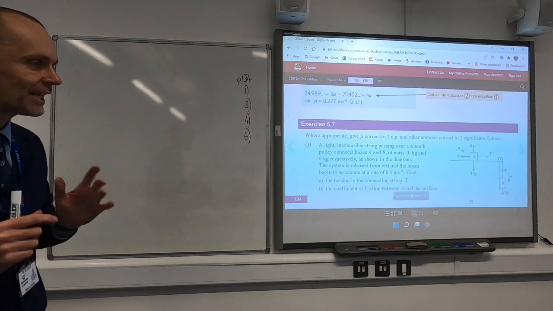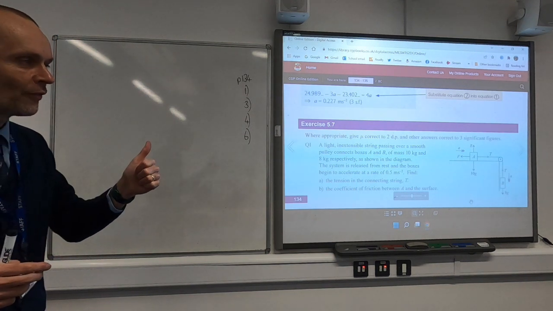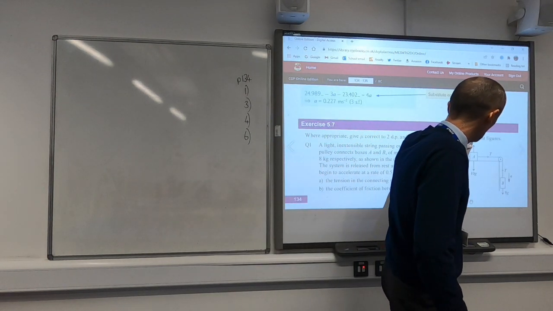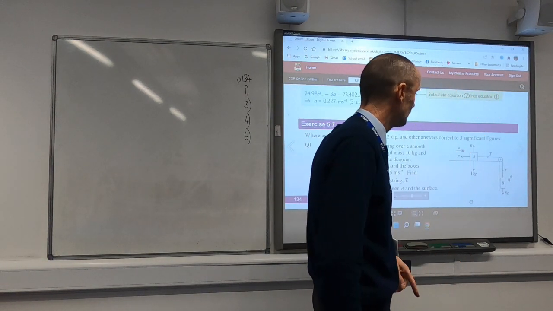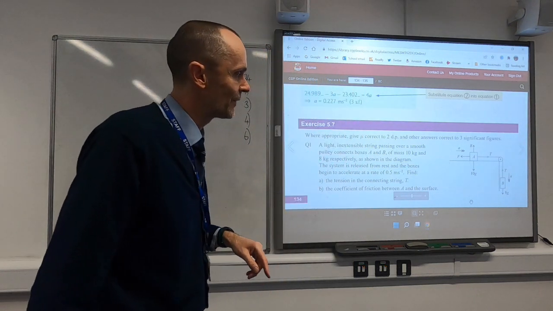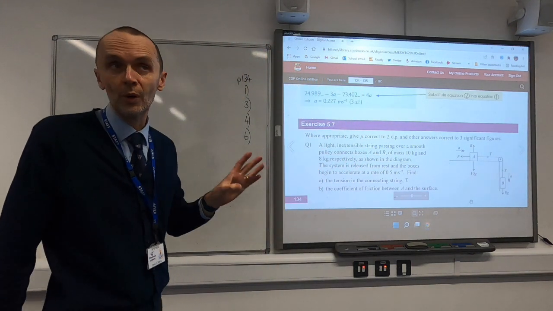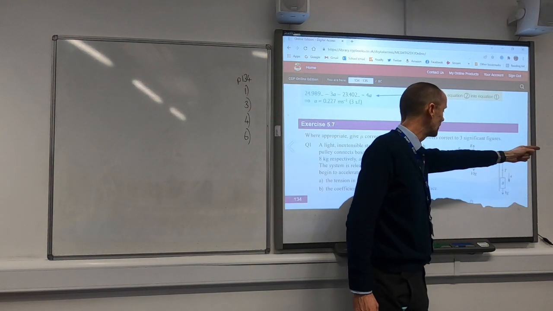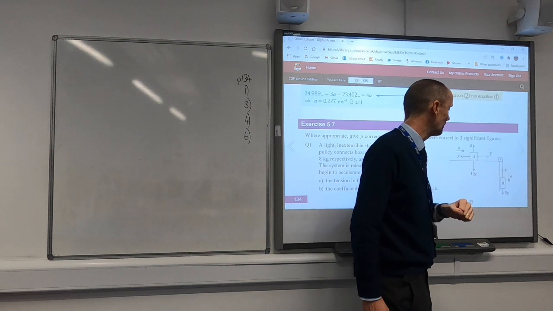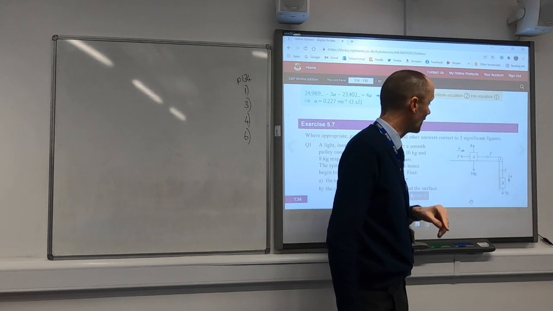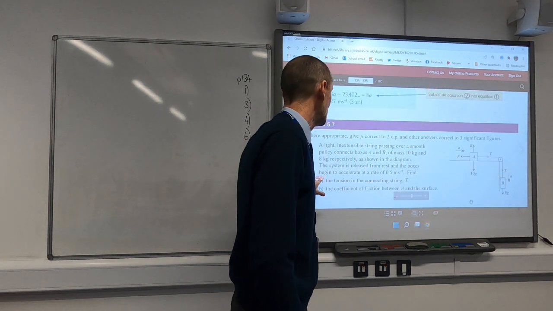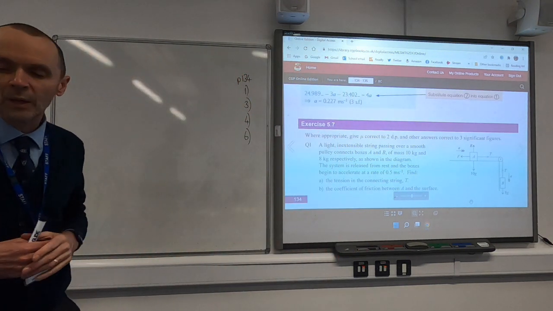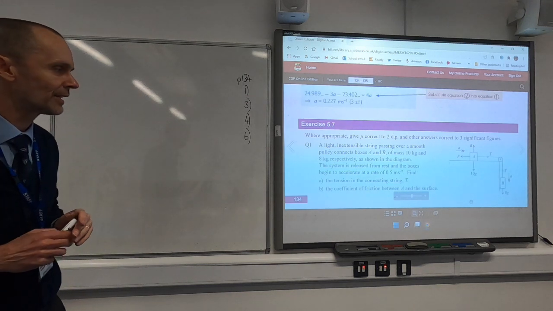So I predict that there's going to be a little bit of equilibrium, because resolving this vertically, R is going to equal 10g. There's going to be a little bit of Newton's second law, F equals ma, because resolving this horizontally, I've got an acceleration in that direction. And there'll be a bit of Suvat as well, because I'm told something about the acceleration, and it may well be that I need to use Suvat to calculate other things.